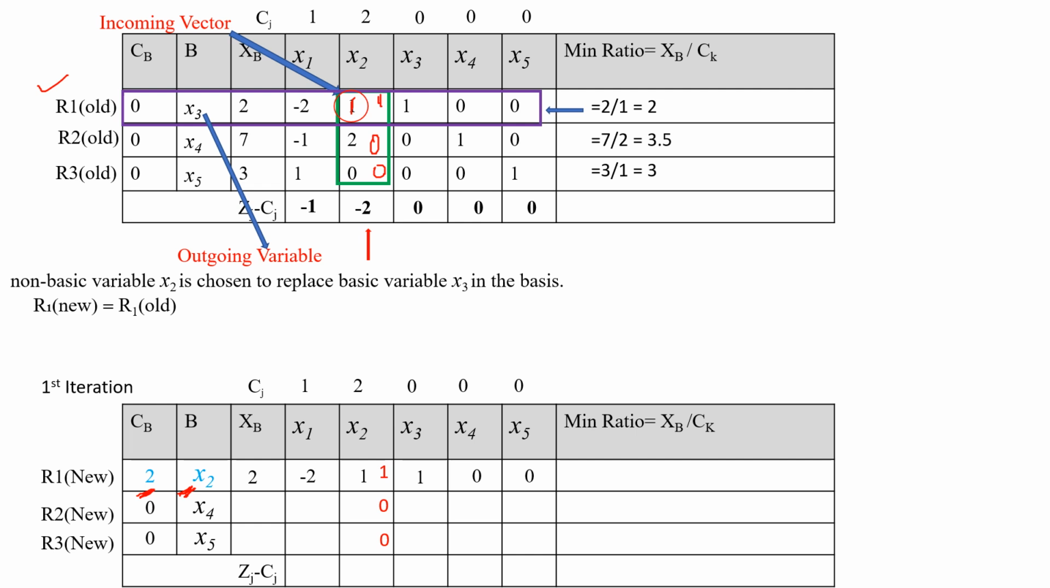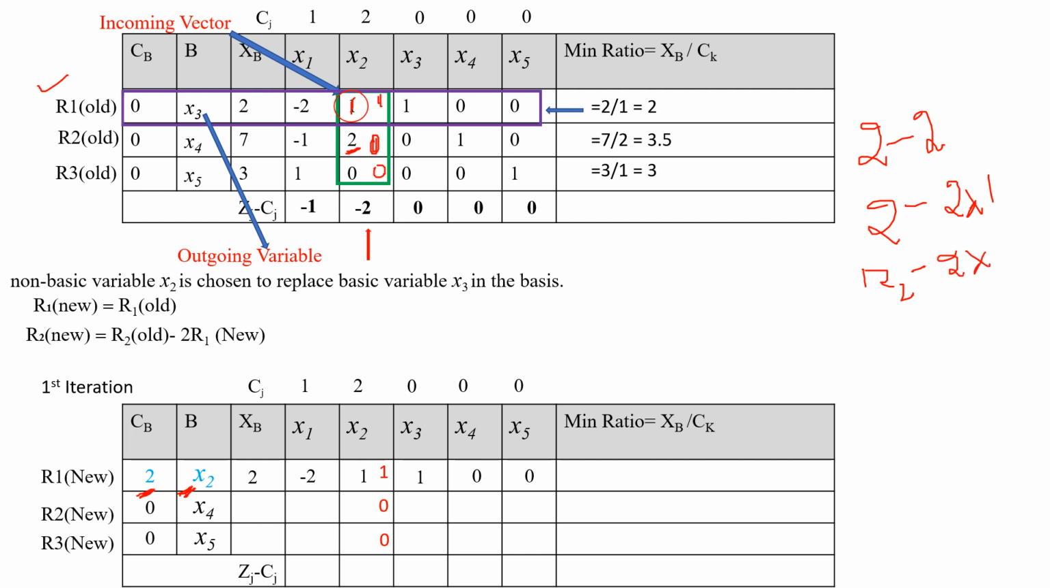Next we do the row operation for R2. Here the element 2 is there, and we have to get 0. How will we get the 0? 2 minus 2 into 1, which means R2 new equals R2 old minus 2 into R1 new.